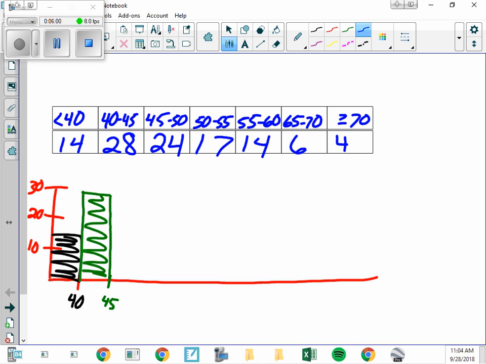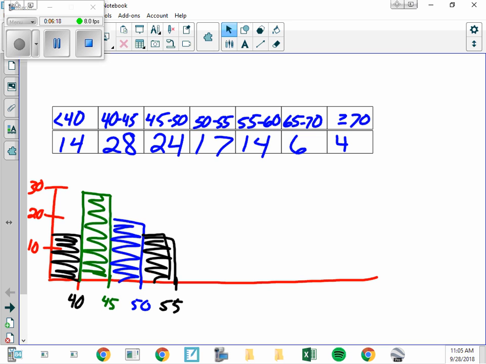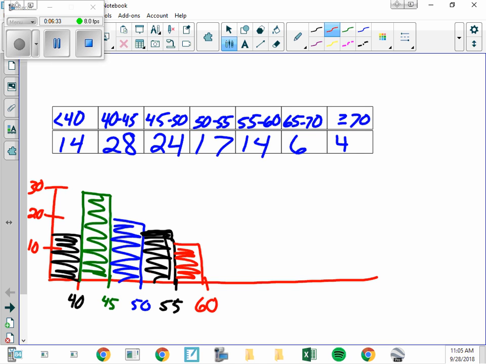All right, and the next one ends at 50, and it's going to go up to 24. And then 55 up to 17. And then 60, we go up to 14. Oh, that last one's a little short. There we go. And then 6.